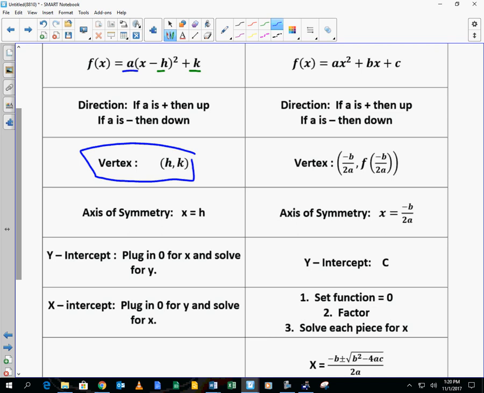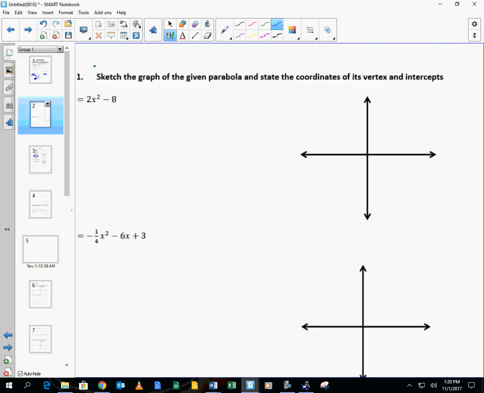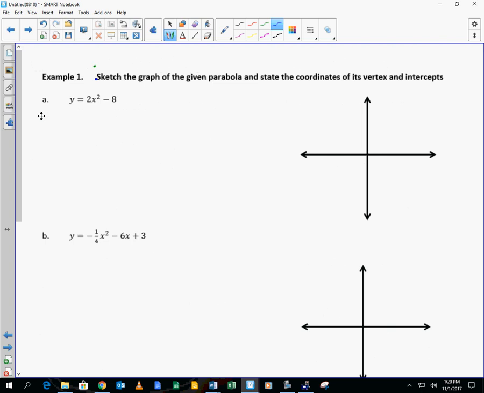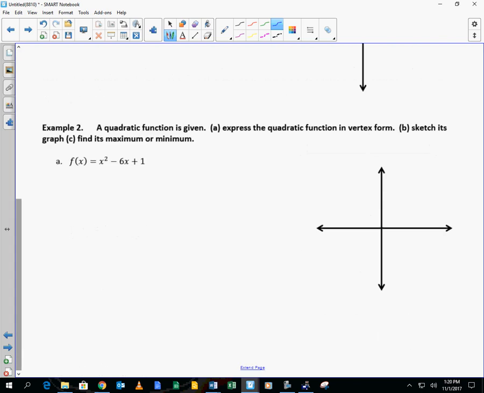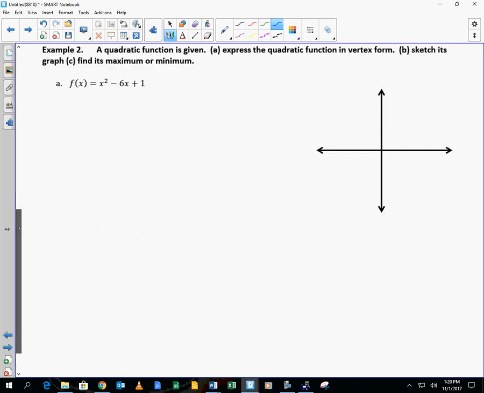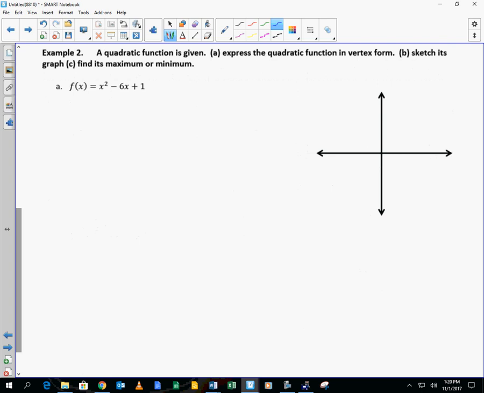The y-intercept, we'll talk about that in a second, but really the key today is to be able to take these equations and put them into vertex form. So right now, back up 1 page, as we look at example 2, it says a quadratic function is given, express it in vertex form, sketch its graph. We're going to name some important spots on that graph, but then we're going to talk about a maximum or minimum. Right now, it's in standard form.